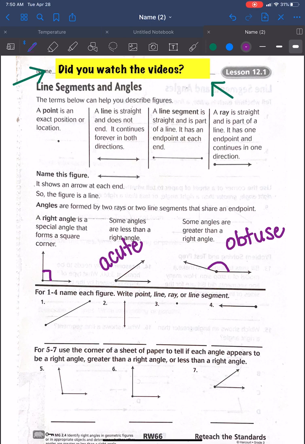All right, let's do some practice together on this side of the page. Name each figure. Write the words point, line, ray, or line segment. All right, number 1. I see that there are 2 endpoints. Okay, so 1 endpoint, 2 endpoints. So I go back up and I see that that is my line segment that has those 2 points. So I'm going to go ahead and write the word line segment. It's going to barely fit.